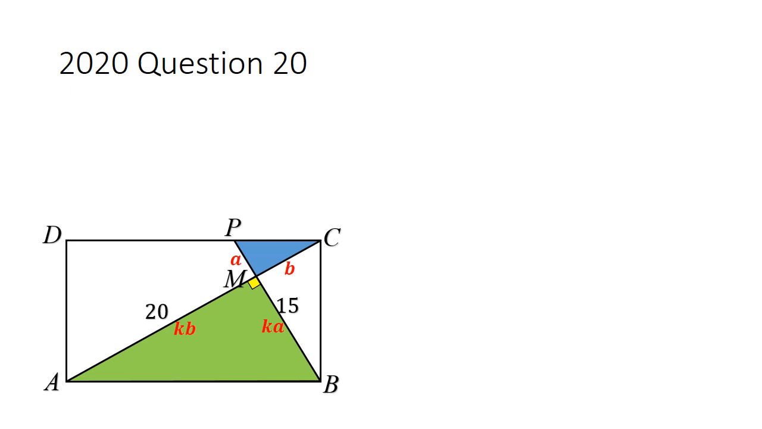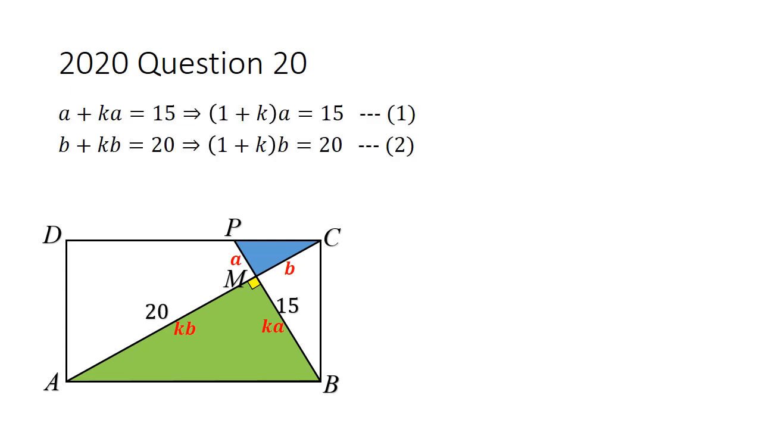So with this, I can form two equations. I can say that a plus ka, which is the length of BP, equals 15. So equation 1 will be (1 plus k) times a equals 15. Similarly, using the length of AC, I can show that (1 plus k) times b equals 20. Next, I'll take equation 1 divided by equation 2. That way my k will cancel away and I'll be left with a over b equals 3/4. Now I can let a equal 3x and b equal 4x.